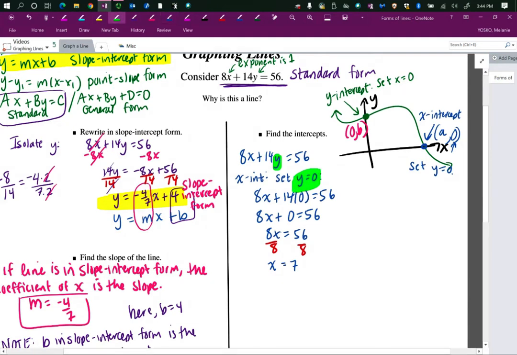But be careful, we said that y was 0, right? We're talking about an intercept. We are talking about a point. So here y is 0. We're talking about the x-intercept. x is 7, and don't forget this guy, y is 0. So we write this as a point, 7, 0.